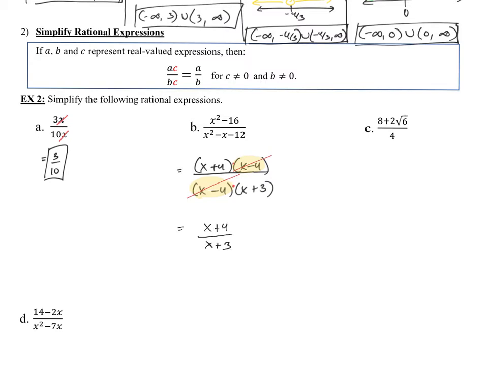So now you might ask me, well, can we cancel the x's since they're the same? The answer would be no. What is the difference between this one and this one? This problem has multiplication going on. It's the 3 times x and the 10 times x.